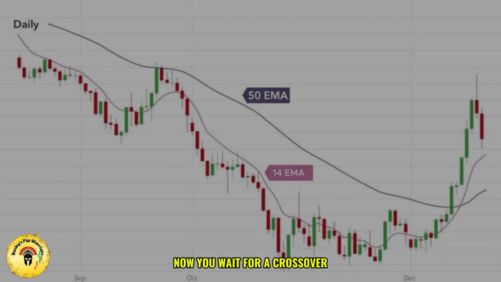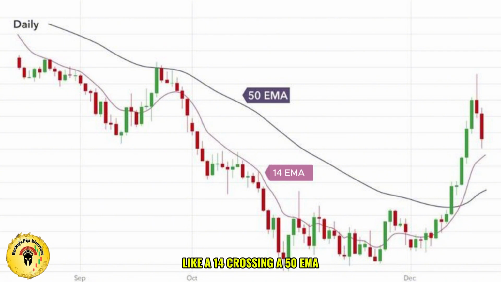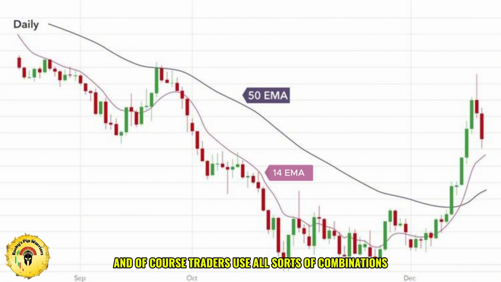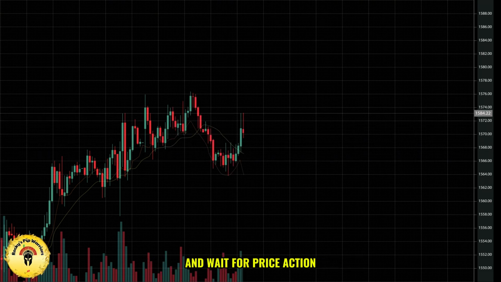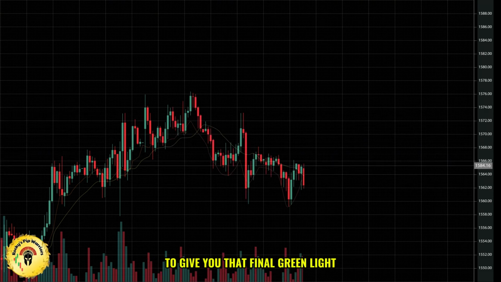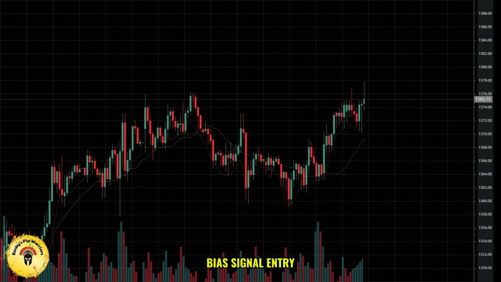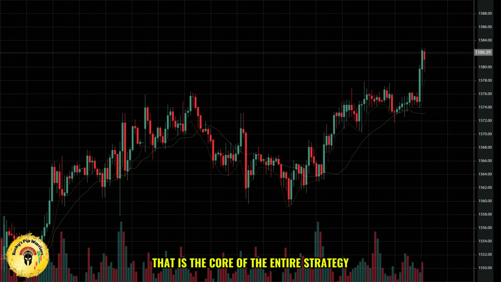Second, signal. Now you wait for a crossover, like a 14 crossing a 50 EMA that lines up with your bias. And of course, traders use all sorts of combinations, like the popular 34 and 89 periods too. And third, entry. This is when you zoom into a lower time frame and wait for price action to give you that final green light. Bias, signal, entry. That is the core of the entire strategy.